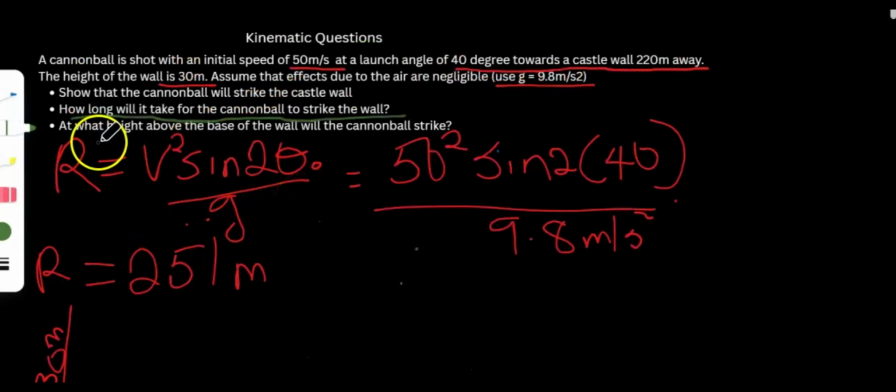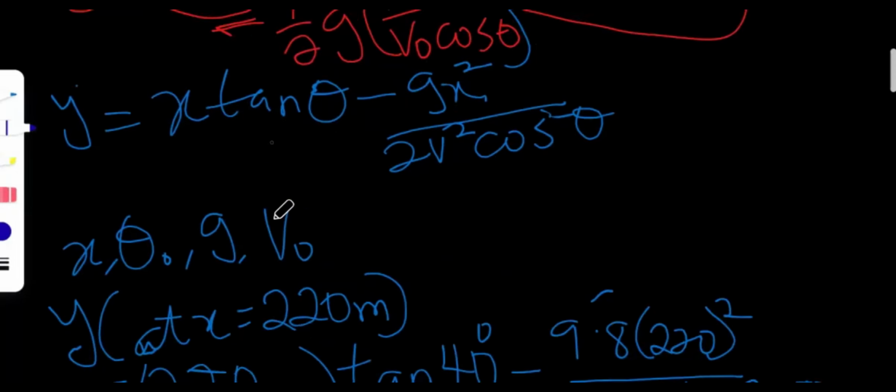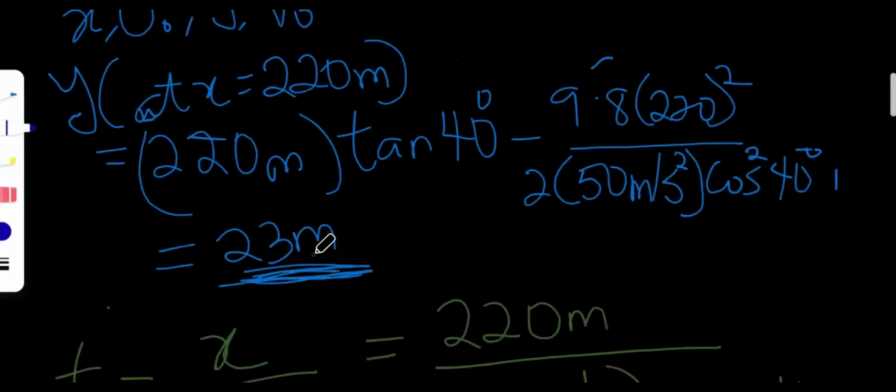The last question says, what height above the base of the wall will the cannonball strike? It has already been determined here that the cannonball will strike at a height of 23 meters, because that is the height that the cannonball can reach. It cannot go higher than the height of the castle. So that's how we have 23. The height at which the cannonball strikes the wall is determined to be 23 meters. That's the answer.